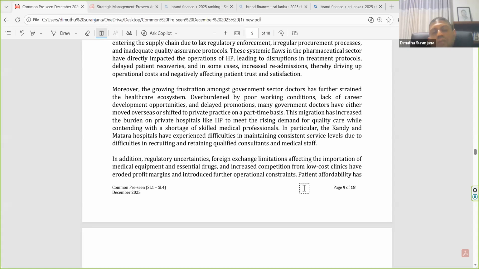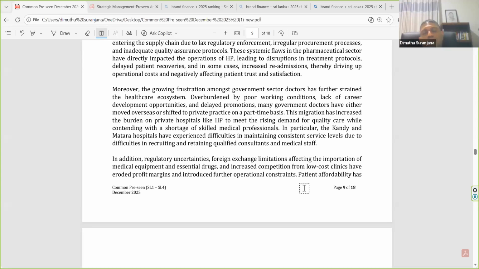Government sector doctors are not happy. Right? The poor working conditions, sometimes they have to work 24 hours. There are some doctors who are not available. Right? Some of them have migrated. So many issues in the government hospital. Working conditions are not up to standard. That has created frustrations with the government sector doctors, lack of career development opportunities and delayed promotions.